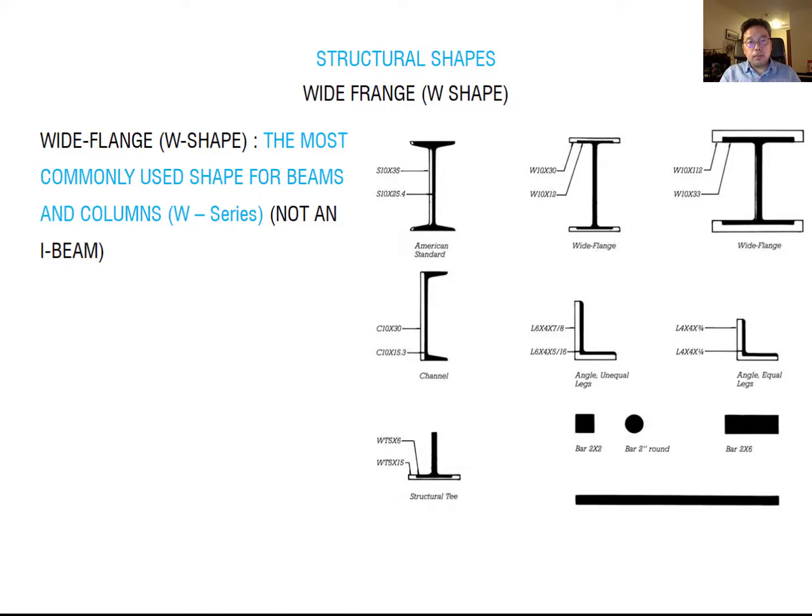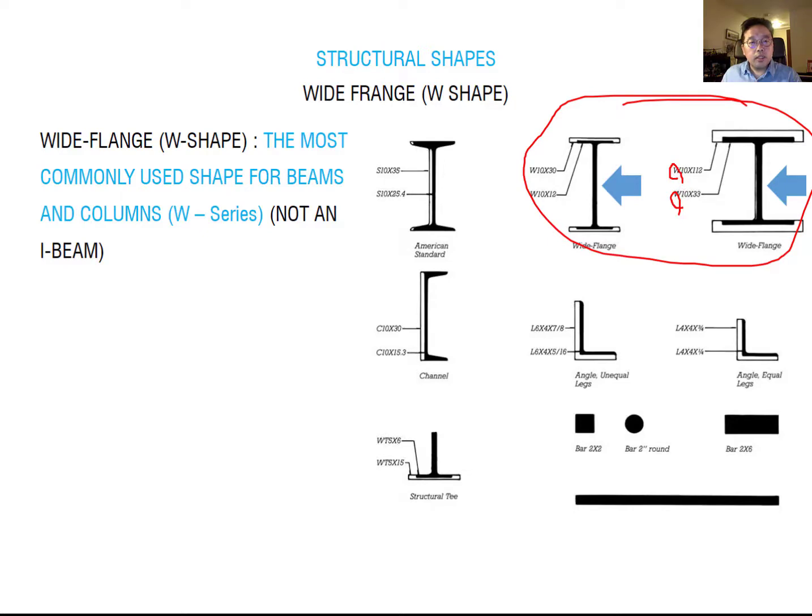The first structural member to consider is the wide flange, which is the I shape. The wide flange is the most commonly used shape for beam and column. It is called the wide flange, which is the W series. From here you can see the wide flange, this is a wide flange you can use. It always starts with the W, and this is the American standard.